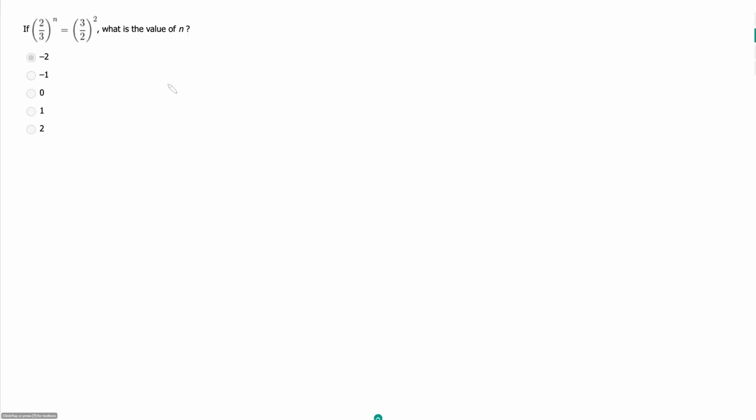If the quantity 2 over 3 raised to the n is equal to the quantity 3 over 2 squared, what is the value of n? So it looks like there are a couple of ways that I could approach this.